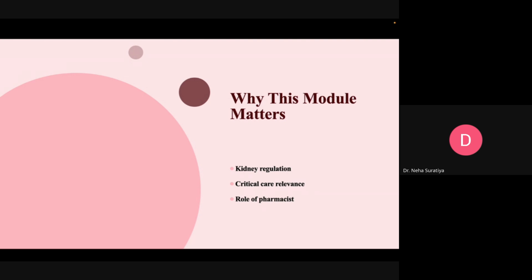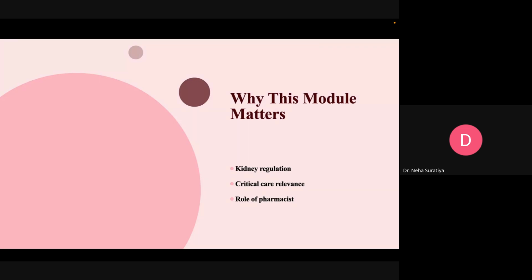Okay, let's start with why. Why this module matters to us. Why gives you the importance, right? So the importance should be clear to you, why we are learning RFT and all. Many of you might already be aware that 90 to 95% of drugs are excreted through the kidney route. We must be aware of RFT. So let's first understand why this topic makes sense and what importance it holds.